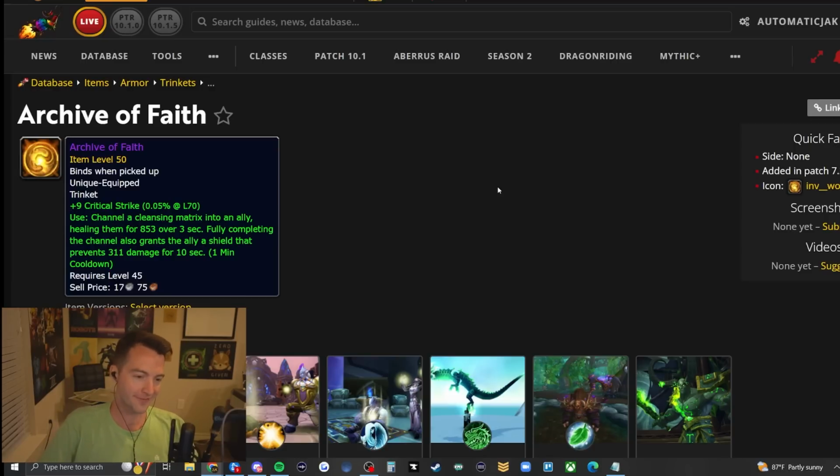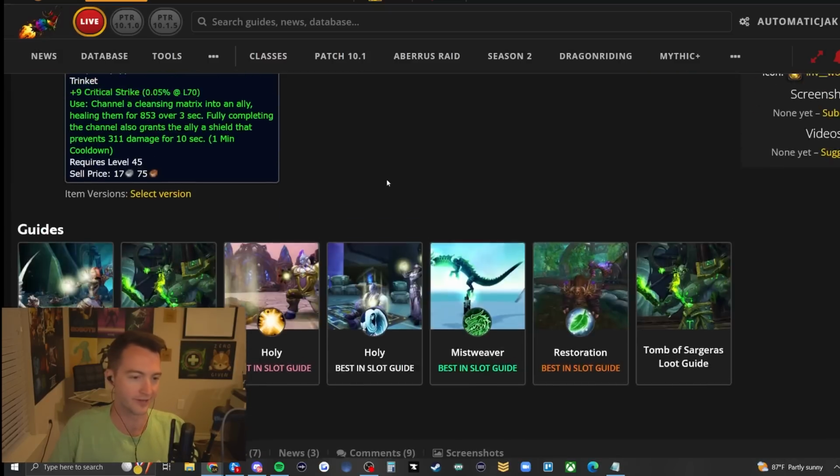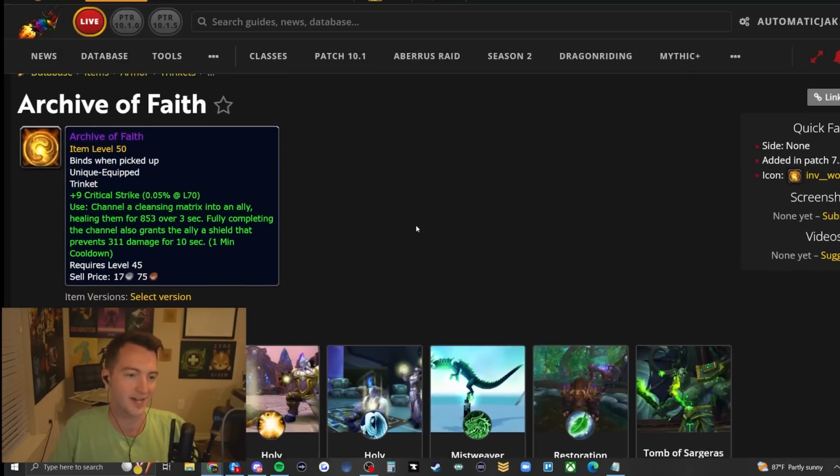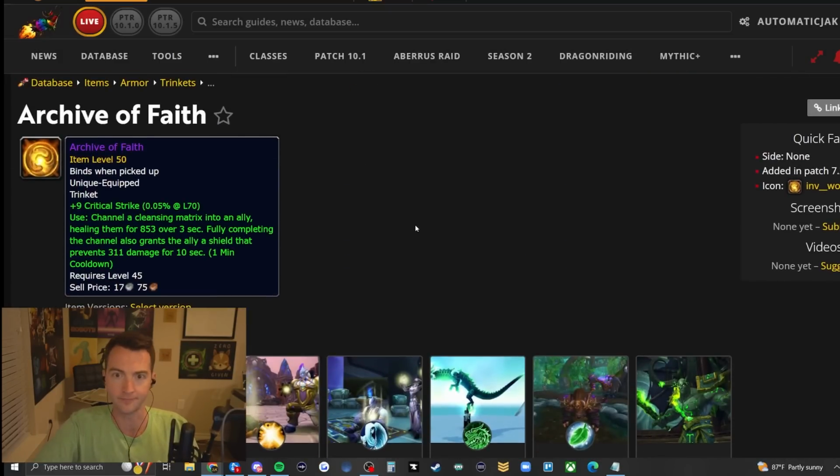Now, the Archive of Faith, this is a Legion trinket, I want to say from like Tomb of Sargeras, if I remember correctly. This trinket, yep, was from Fallen Avatar. And this was not the highest HPS trinket for raiding at all. In fact, it was an extraordinarily niche trinket. But it's one of my favorites because it was a great option that even though it was in Tomb, the second to last raid of the expansion, it also was really relevant in Antorus for very specific niche moments, basically.